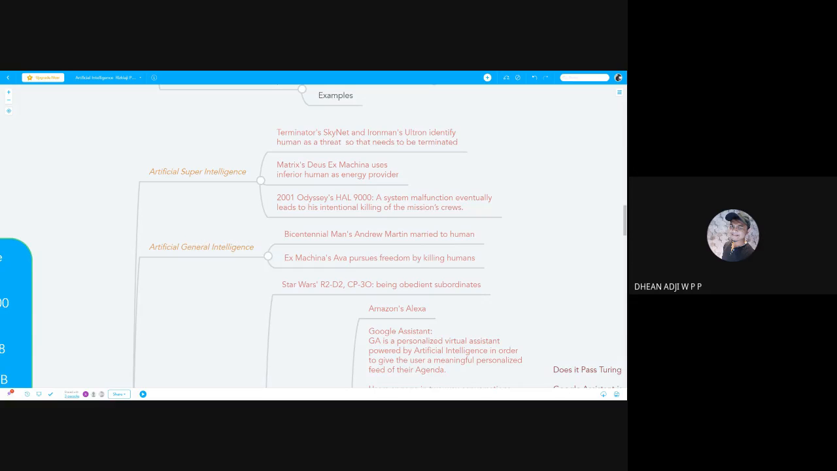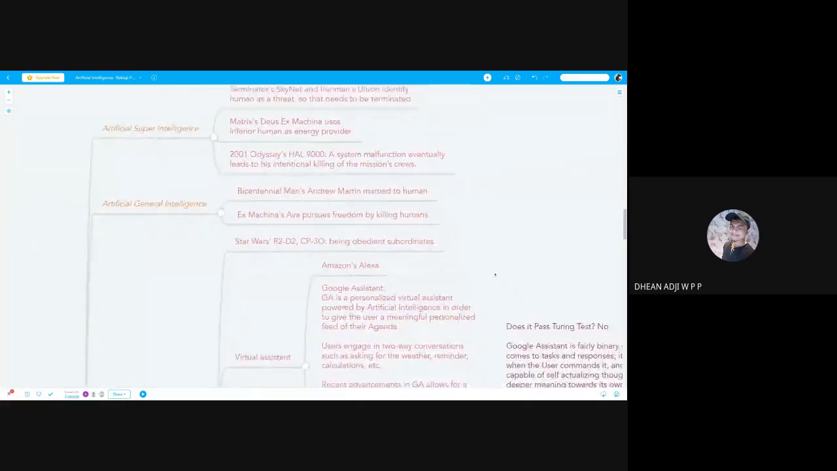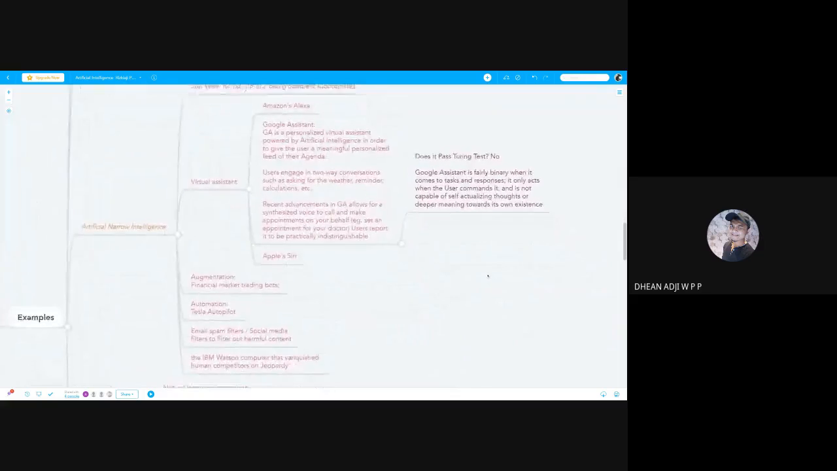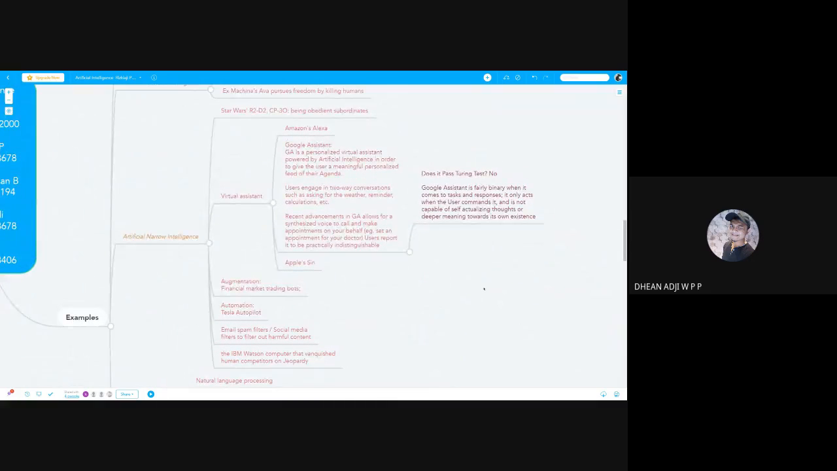And as for the general intelligence, an example could be Ex Machina, which is a game. ANI examples are such as Amazon's Alexa, Google Assistant, and Apple Siri, which are the things that we are familiar with, where the AI personalizes our virtual footsteps and uses them to create a personalized feed of our agendas.